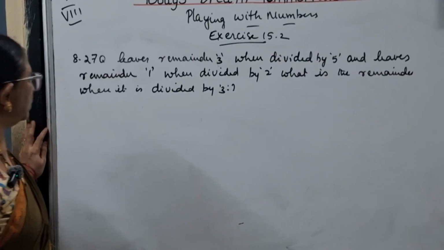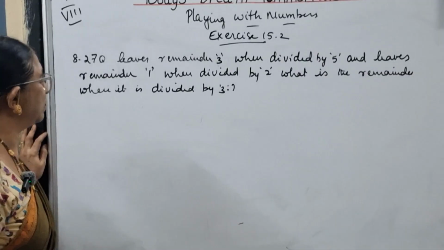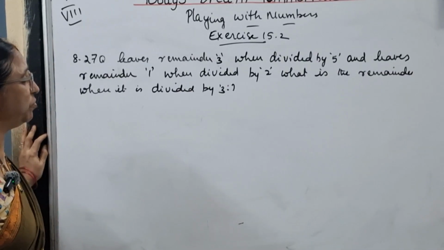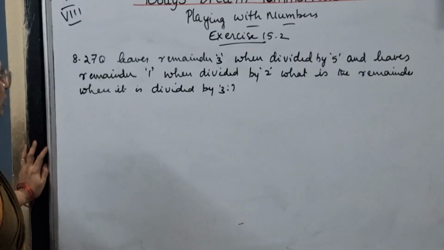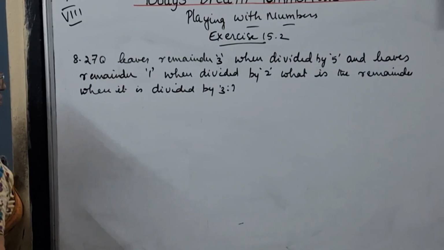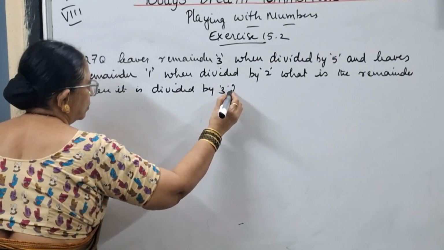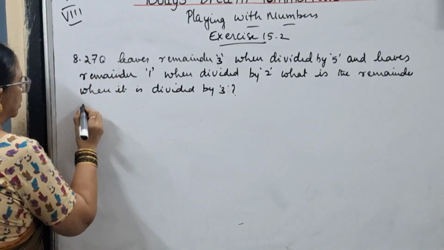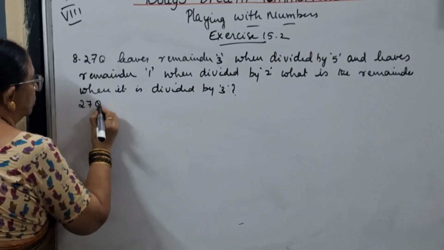Now, eighth question, children. 27q leaves remainder 3 when divided by 5 and leaves remainder 1 when divided by 2. What is the remainder when it is divided by 3? That is the question, children. So, let me do the solution.